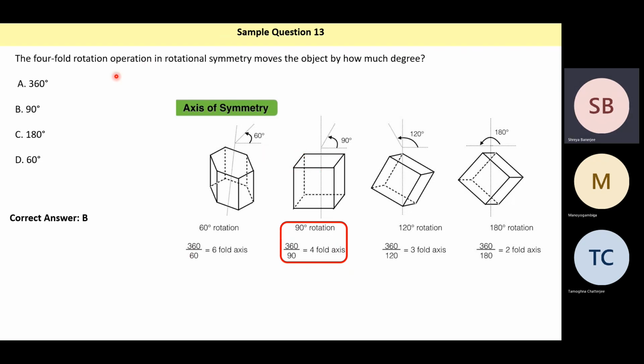Similarly, if you were asked about 6-fold, you divide 360 by 6 and you will get 60 degrees. So whatever n-fold is given in your question, you can just divide 360 degrees by n and you will get how many degrees it is turned to remain unchanged.